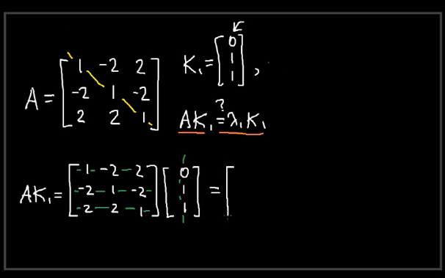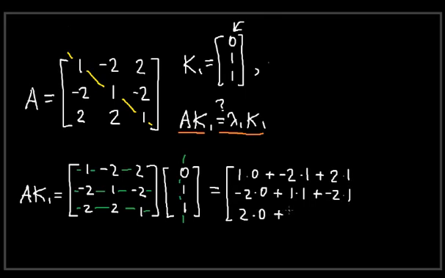Okay, so the first entry then is going to be 1 times 0 plus minus 2 times 1 plus 2 times 1, and the second entry is going to be minus 2 times 0 plus 1 times 1 plus minus 2 times 1. And the third entry is going to be 2 times 0 plus 2 times 1 plus 1 times 1.